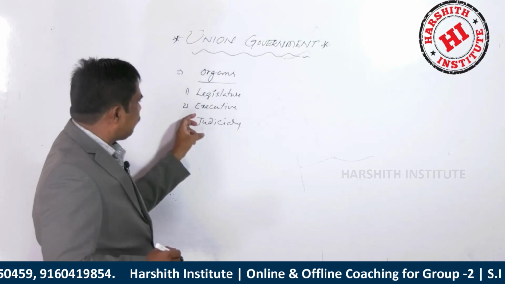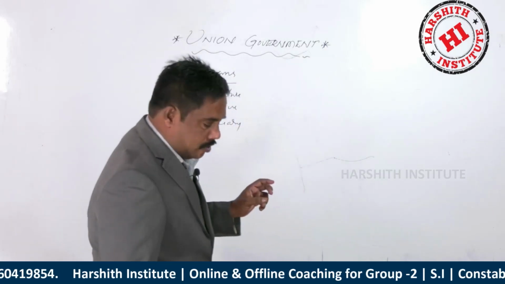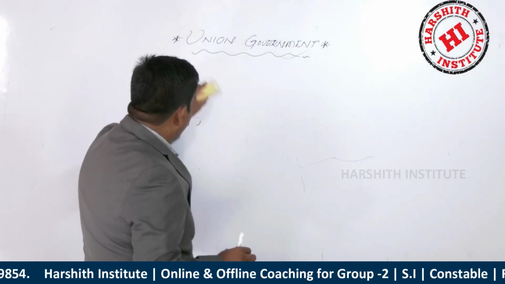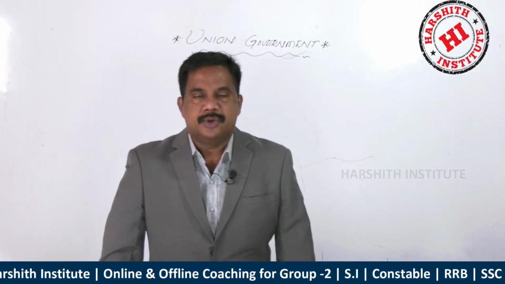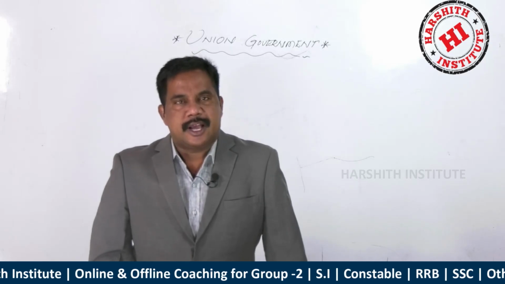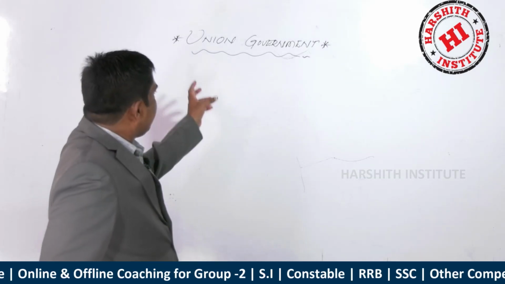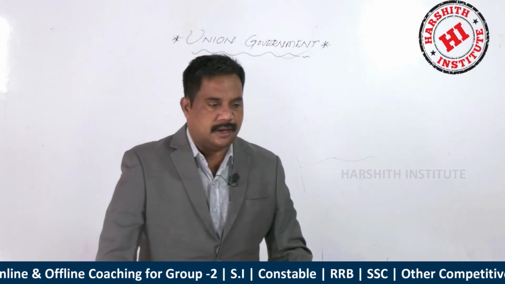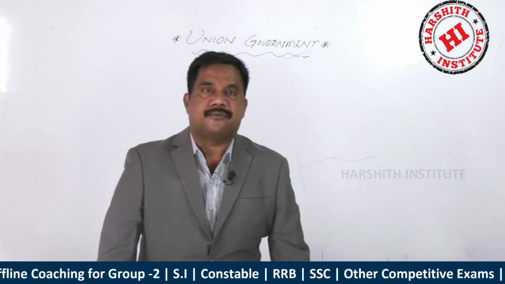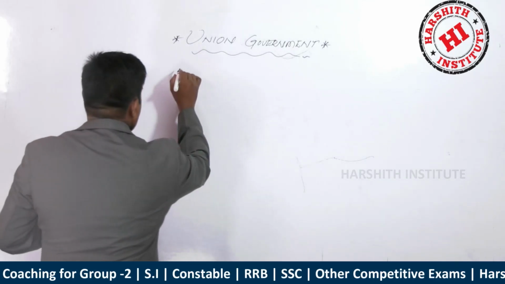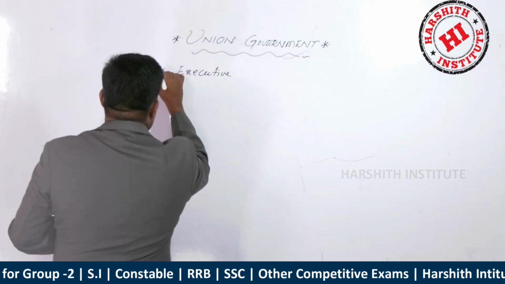With these three organs, there will be the government. If a government wants to become a good government, it should have these three organs. So coming to the point, union government in India. Among the organs of government, we should take the first one, union executive. First of all, we will explain about the union executive.